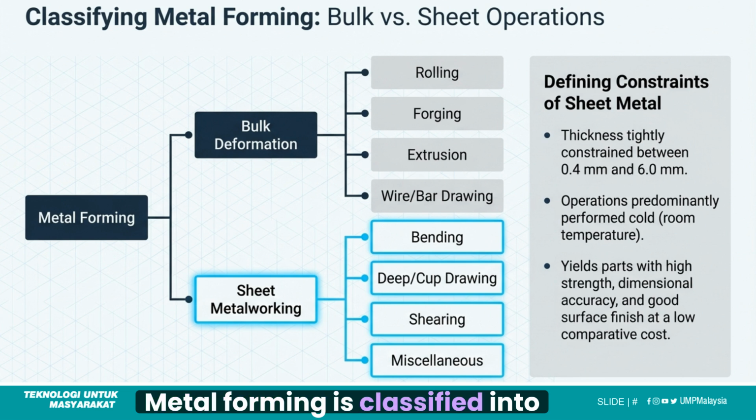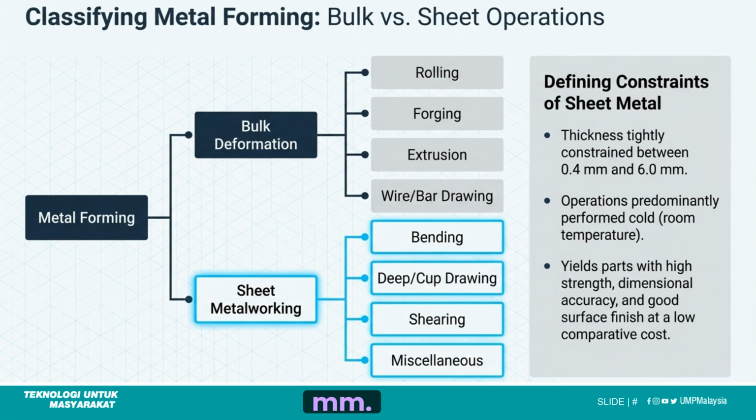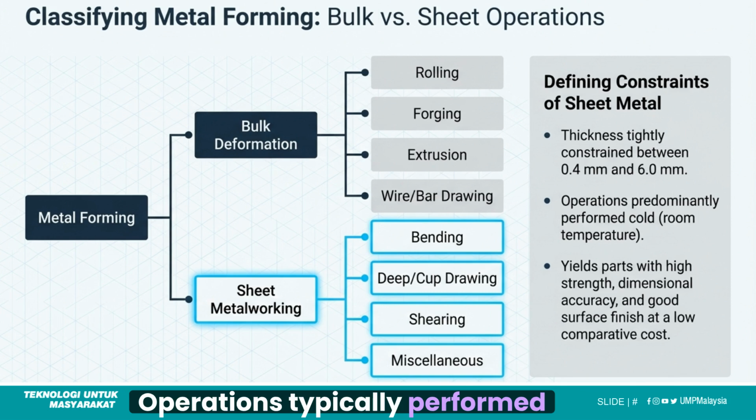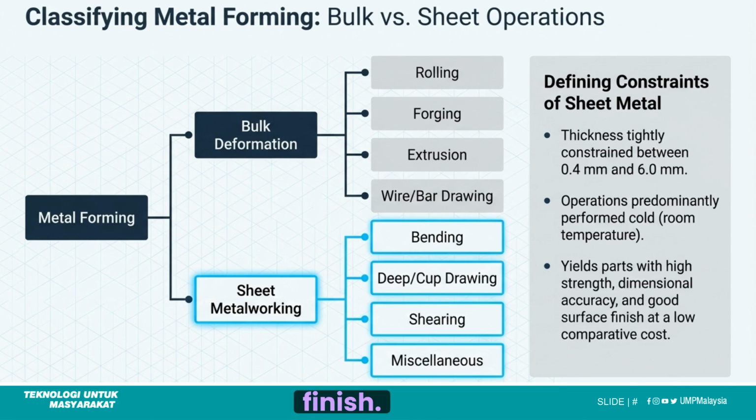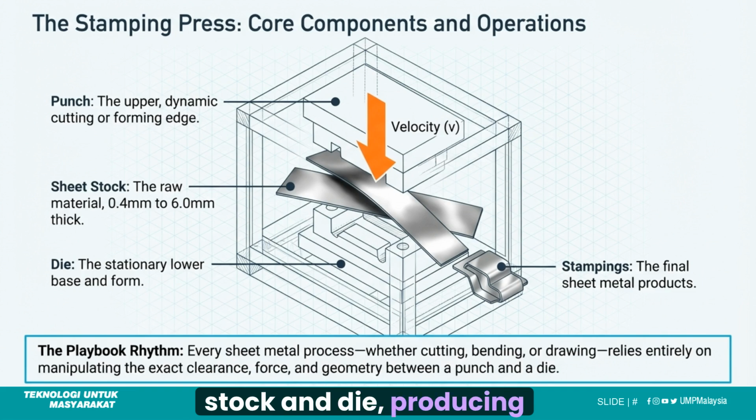Metal forming is classified into bulk deformation and sheet metalworking. Sheet metal constraints include a thickness between 0.4 millimeters and 6.0 millimeters. Operations are typically performed cold, yielding high-strength parts with accuracy and a good surface finish. The stamping press involves core components like the punch, sheet stock, and die, producing stampings. Every sheet metal process relies on manipulating the clearance, force, and geometry between a punch and a die.